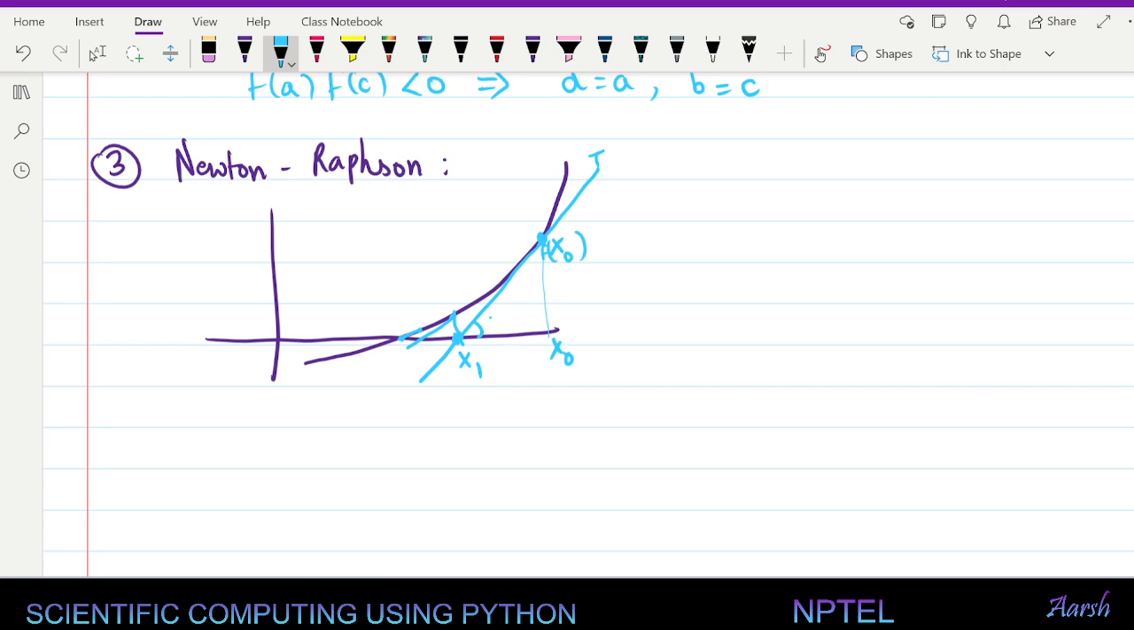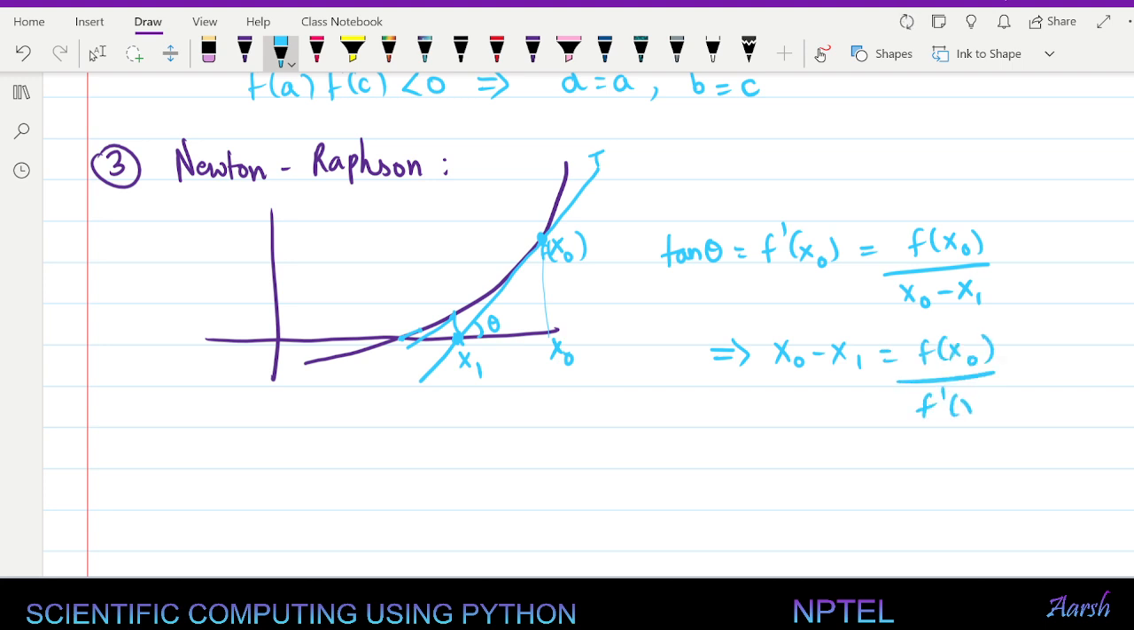So you can calculate this tan theta. Tan theta is basically f dash x0, and that is equal to f of x0 divided by the interval x0 minus x1, which means x0 minus x1 is equal to f of x0 divided by f prime x0, and that gives us x1 is equal to x0 minus f of x0 divided by f prime x0.